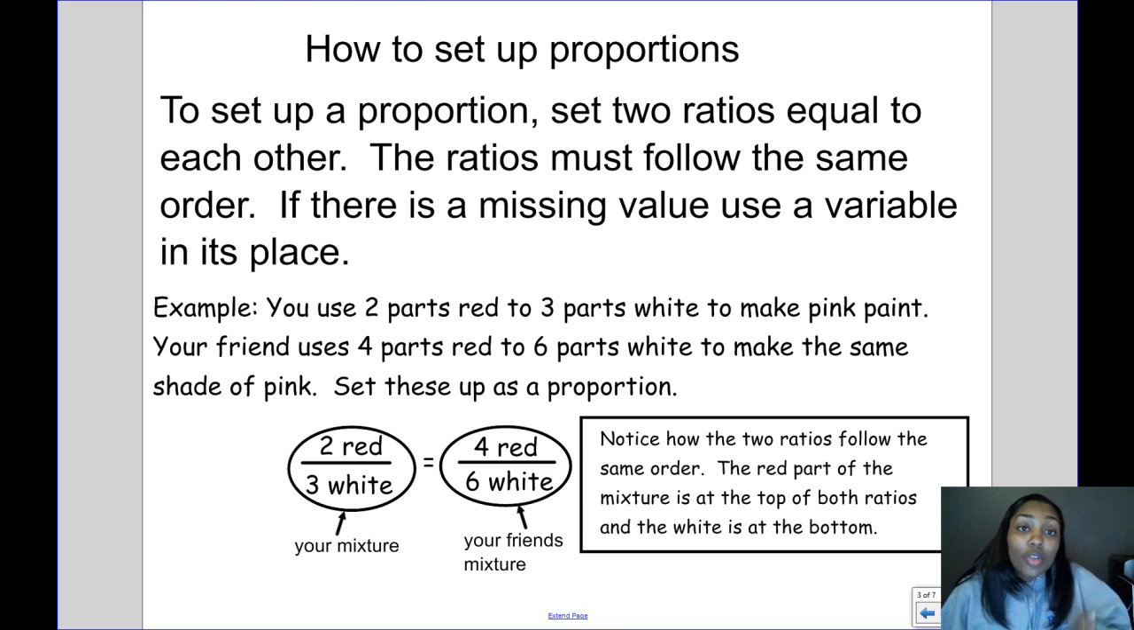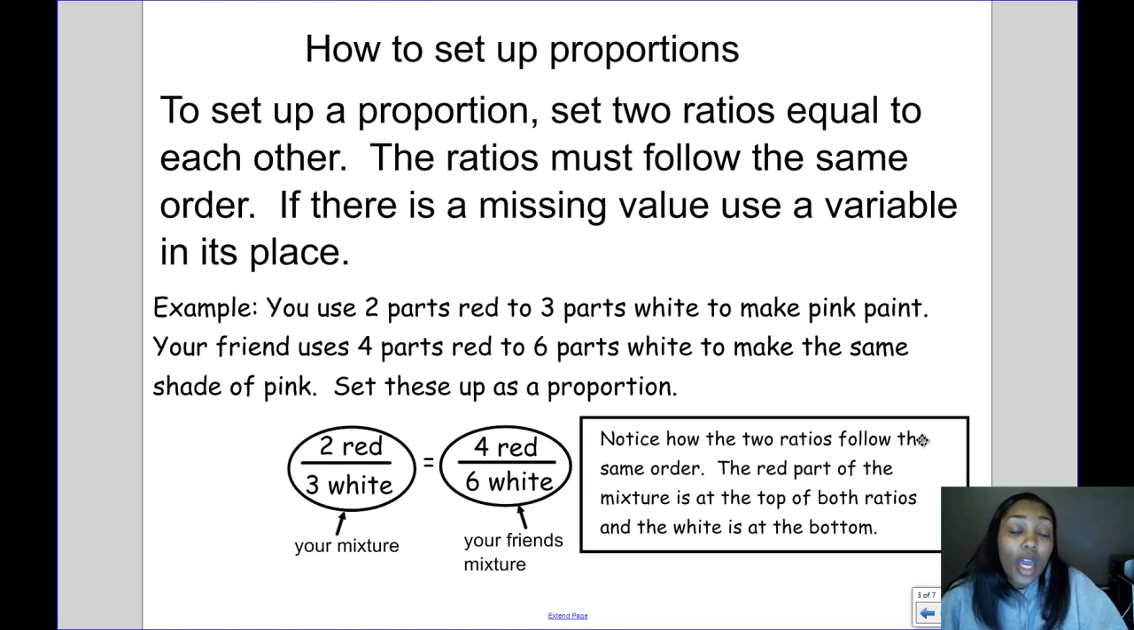So how do you set up proportions? Well, to set up a proportion, you set the 2 ratios equal to each other, and the ratios have to follow the same order. That means you have to decide what's going to go on the top and what's going to go on the bottom. What unit will be on the top and what unit will be on the bottom, and the other ratio has to follow that exact same order.